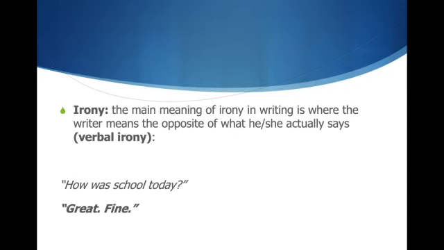The next word we have is irony. Now, the main meaning of irony in writing is where the writer means the opposite of what he or she actually says, otherwise known as verbal irony. We also have dramatic irony, where you as the reader or the viewer would understand something that the character does not, or situational irony, something that is happening in your life. But most times when we look at writing, we're looking at verbal irony. For example, "How was school today?" And then perhaps in a sarcastic tone, somebody would say, "Great, fine."